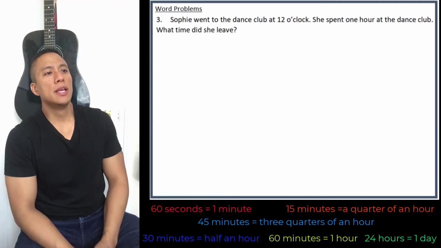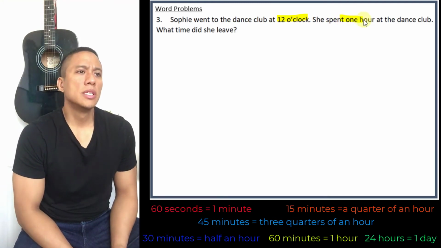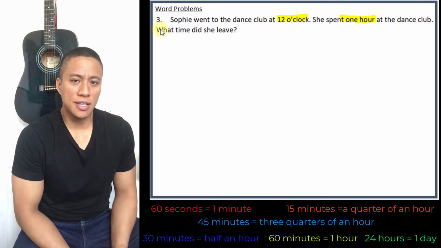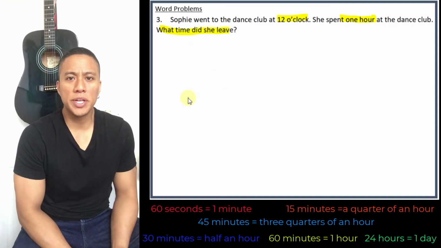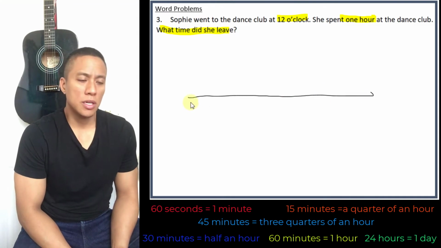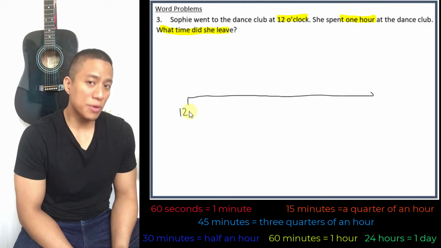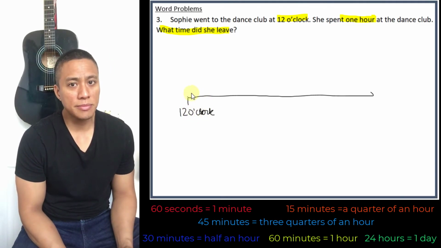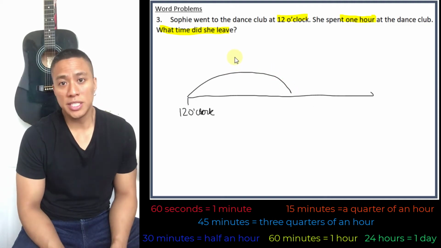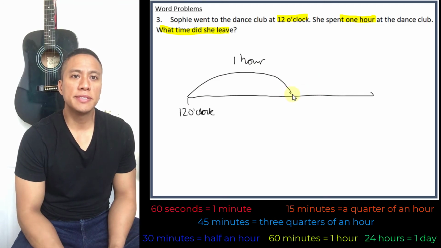Question number 3. Sophie went to the dance club at 12 o'clock. Okay. She spent 1 hour at the dance club. So what time did she leave? Alright, dancing Sophie. Let's have a look. 1 hour of dancing. Nice. We're going to jump in hours. 1 hour. Okay. We've done that one jump of 1 hour. Minutes stay the same. So it's still o'clock time, which in digital time is 00. And it's the hour that changes.